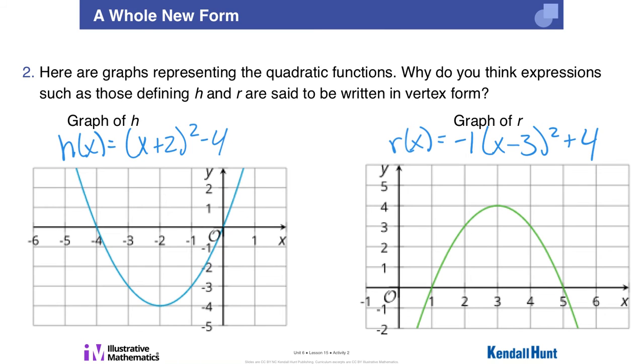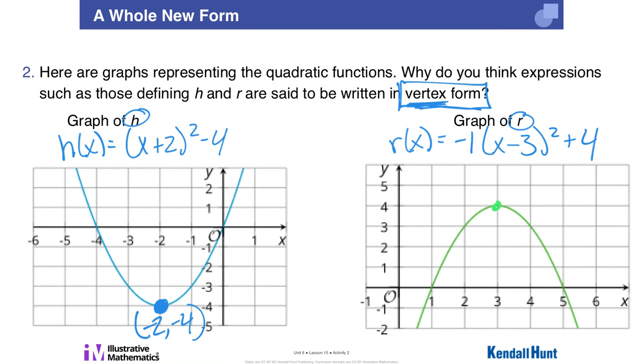Number 2 now is giving us the graphs of function h and function r. And it's asking us, why do you think these expressions are said to be written in vertex form? So the key word here being the vertex. So let's take a look at the vertex. In function h, we see that the vertex is right down here. The coordinates are negative 2, comma, negative 4. So what we want to see is what do we notice in the coordinates versus what we see in the vertex form of the equation.